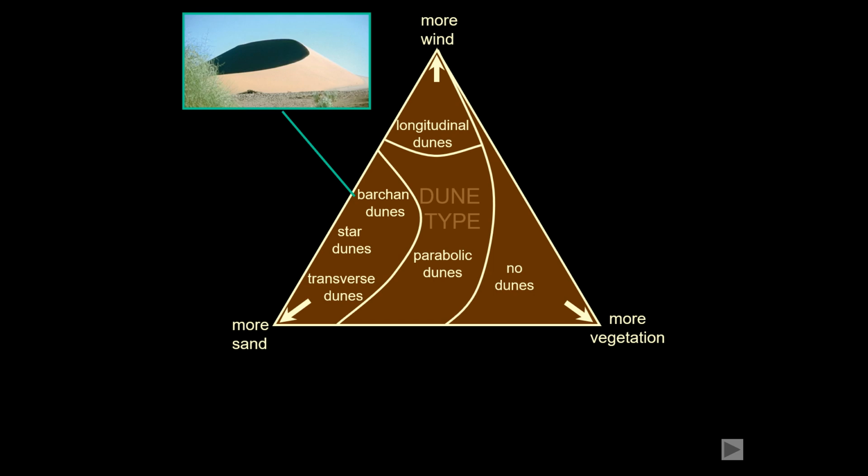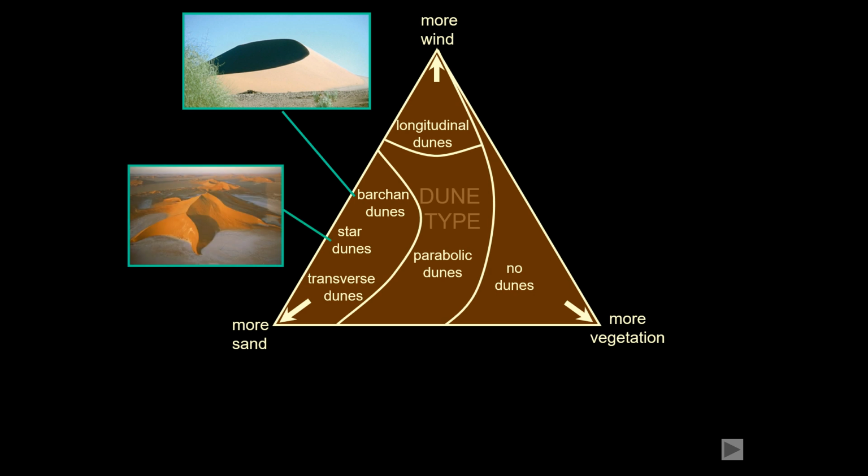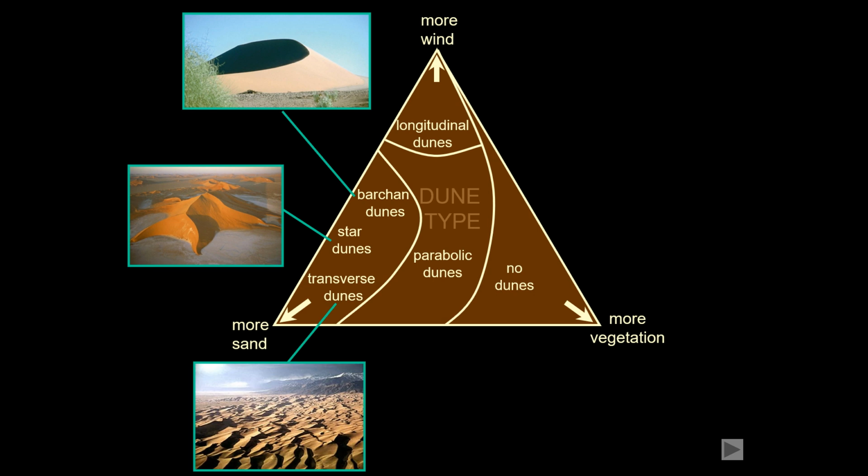The Barchan dune, it's kind of in between. It has a fair amount of wind, a fair amount of sand, so it's sort of in the middle here between those two on the edge of this triangle. Not a lot of vegetation, not too much. We know the star-shaped dune is a little bit more on the more sand side, still a fair amount of wind. The transverse dunes are certainly over on the more sand side as opposed to more wind.